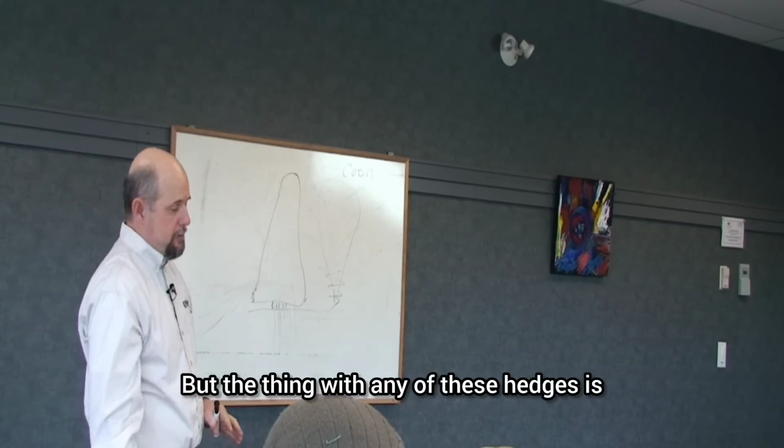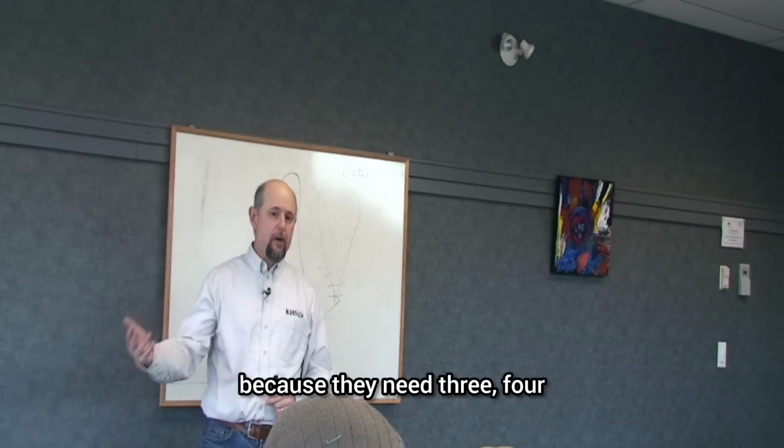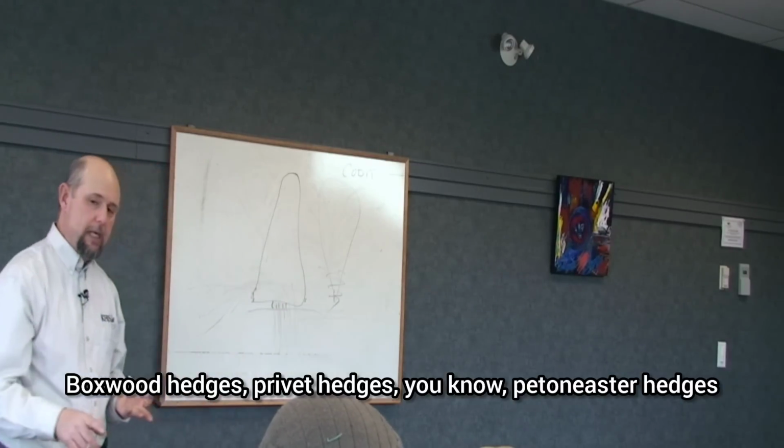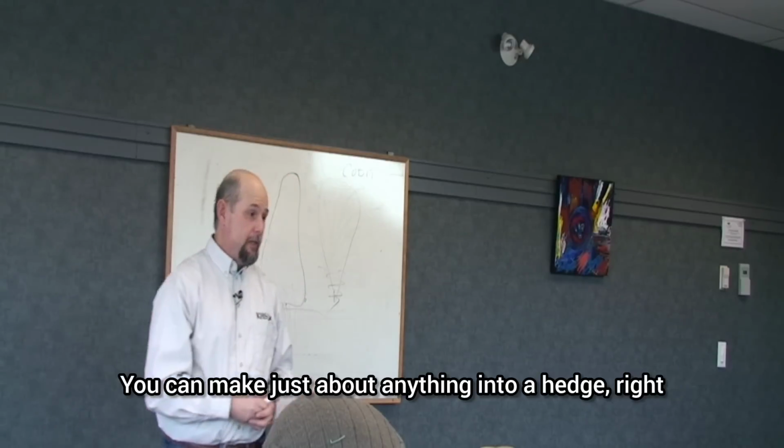But the thing with any of these hedges is they require maintenance. They're high maintenance because they need 3, 4, 5 trimmings a year. Boxwood hedges, privet hedges, you know, Cotoneaster hedges, all the evergreens. You can make just about anything into a hedge, right?